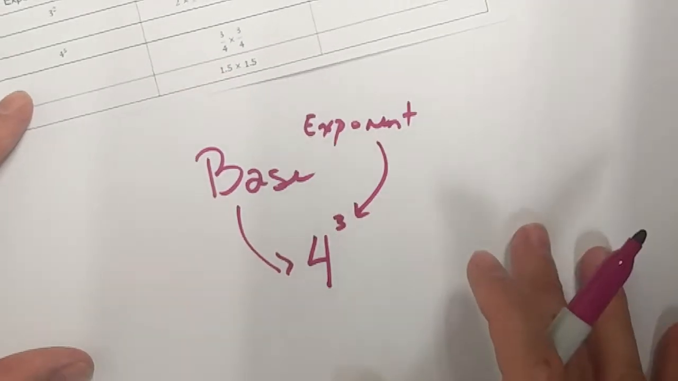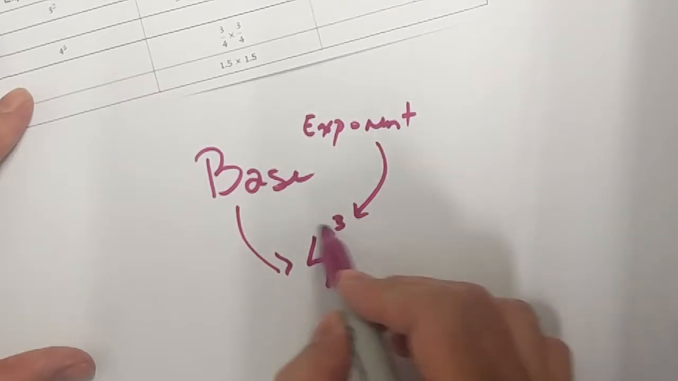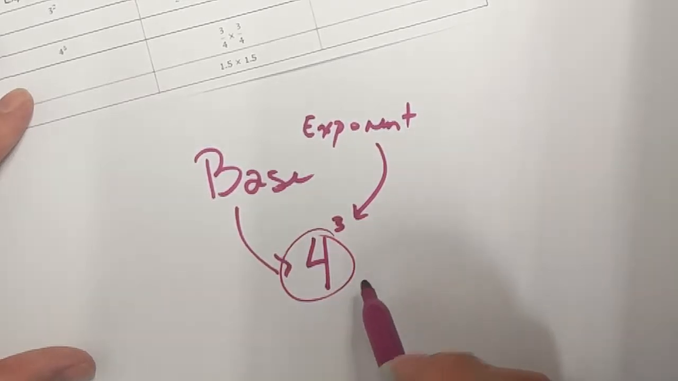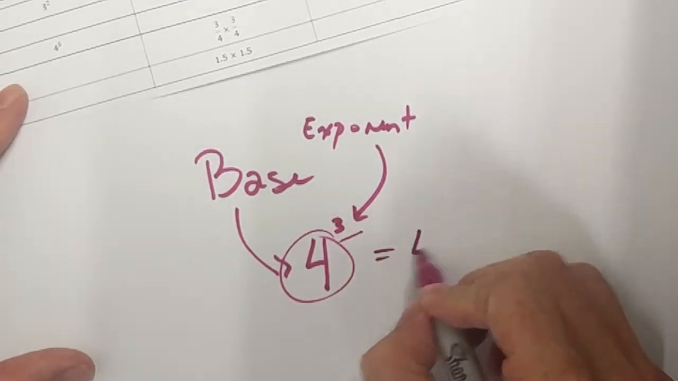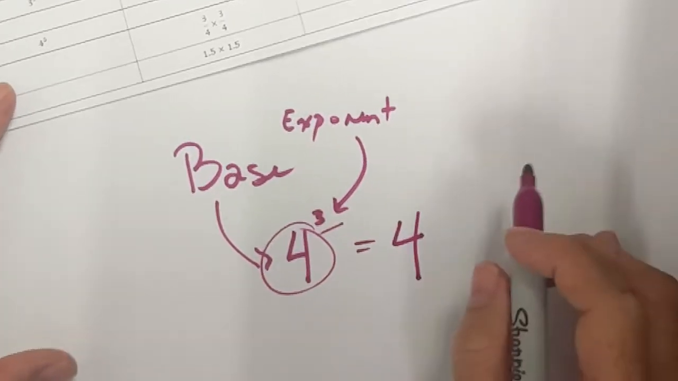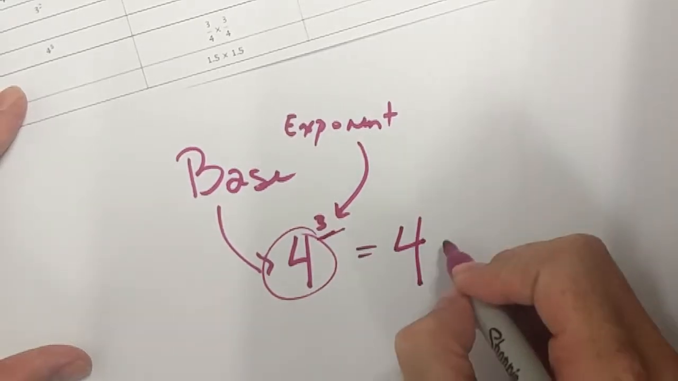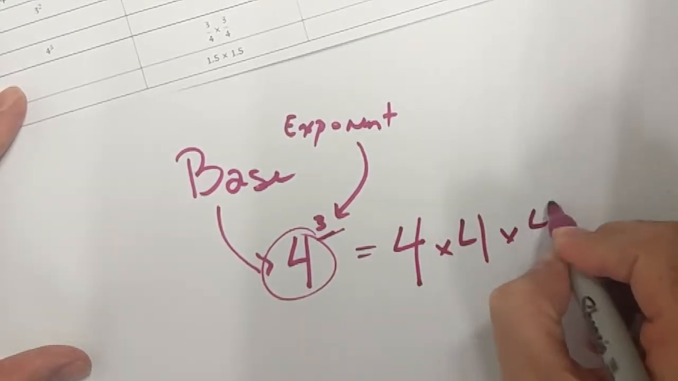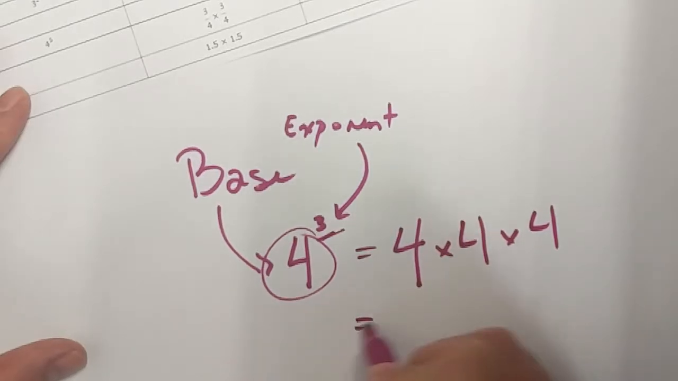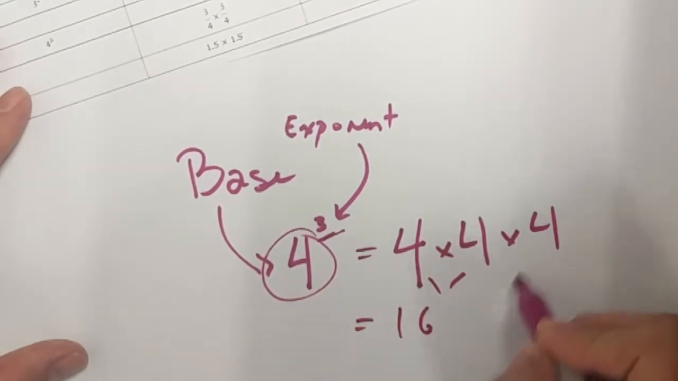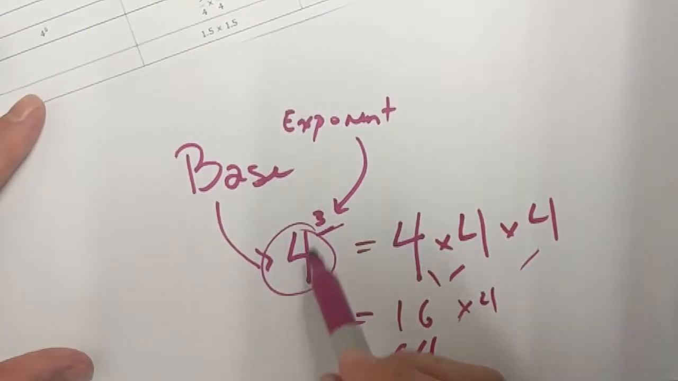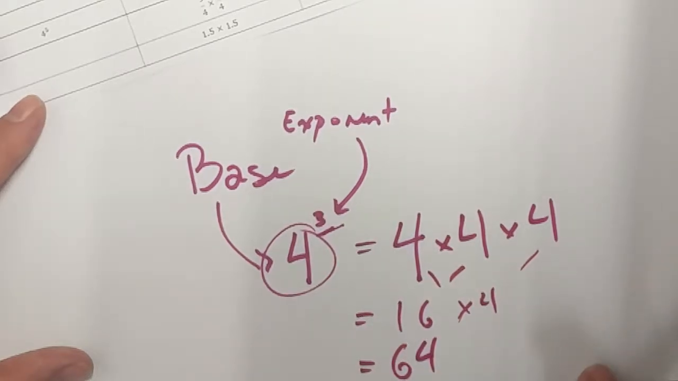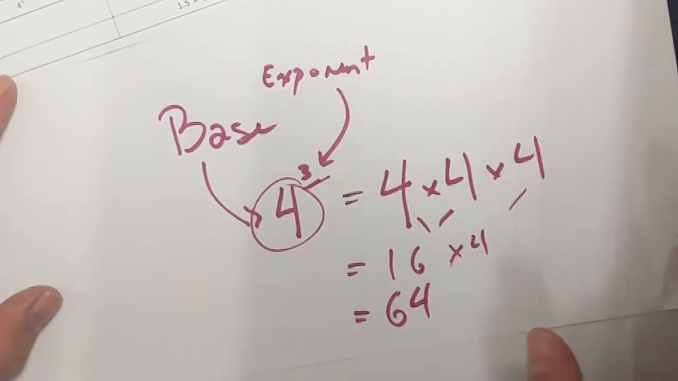And what this is saying here is that I have this number, my base, multiplied by itself that many times. So this one here, I have my base, which is 4. It's multiplied by itself how many times? 3 times here. So 4 times 4 times 4. Now 4 times 4 is 16, and I bring down this one, times 4, and 16 times 4 is 64. So there you have it. 4 to the power of 3 is equal to 64. That's exponents in a nutshell.